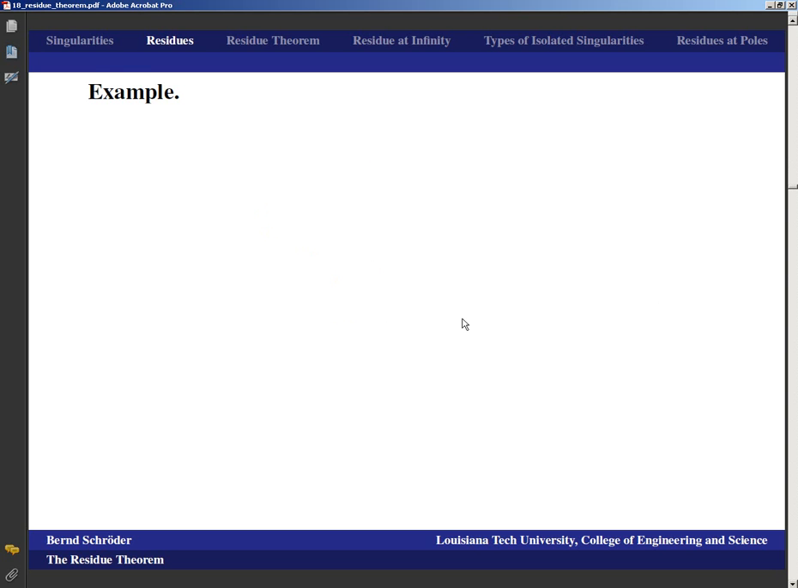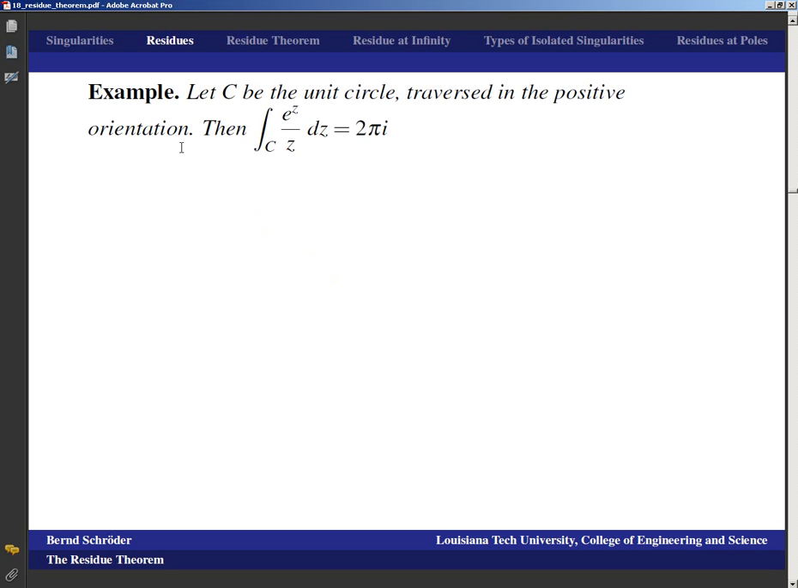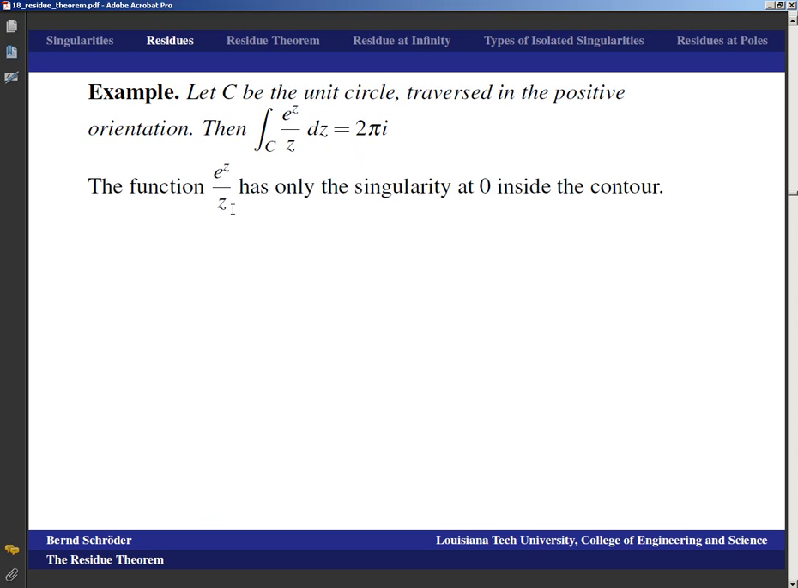Okay, let's take a look at some examples. We take the unit circle traversed in the positive direction. Then the integral over the unit circle of e^z divided by z dz is 2 pi i. And that's because the function e^z over z has only the singularity at the origin inside the contour. And the residue, if we're expanding e^z over z, is 1 over z plus the sum n = 0 to infinity of z^n over (n+1)!. That's just the power series expansion of e^z divided by z. And that means that the residue, which is the coefficient of the 1 over z, is 1.